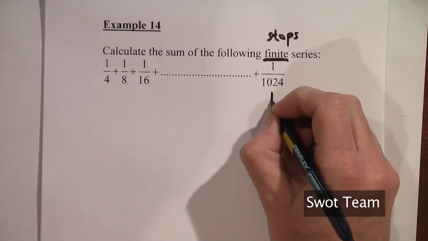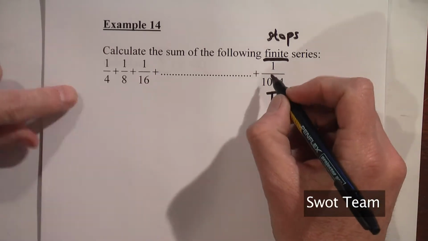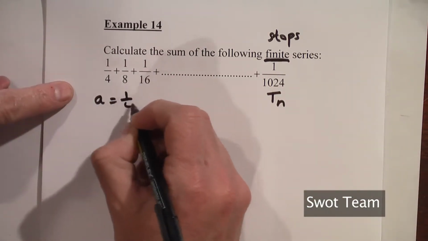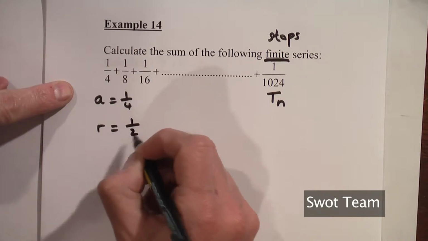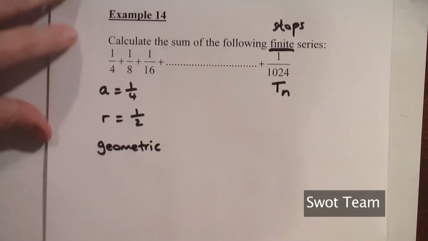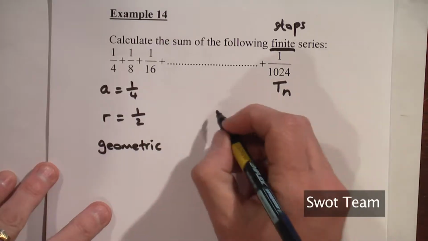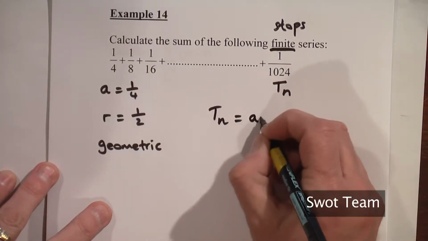How many terms are we adding up? Well, we have a term with an unknown position. We need to get that. We know that the first term is a quarter, the constant ratio is a half. It's geometric. So important, this, boys and girls. You need to be aware of this. Don't make the mistake of thinking it's arithmetic. You're going to be throwing away all your marks. Okay, now, if it's geometric, what's the formula for terms?